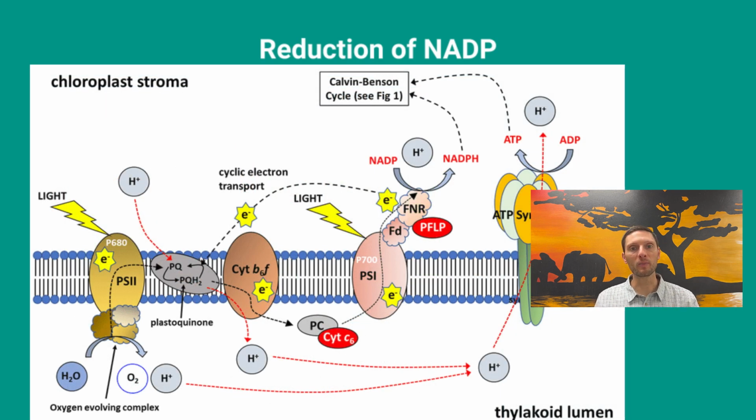The overall purpose of the light reactions is to take the light energy and turn it into chemical energy in the form of ATP and reduced NADP. That's the function of these steps. This electron transport chain that takes place in the thylakoid membrane is to make these two molecules that are essential for our next steps, the light-independent reactions.